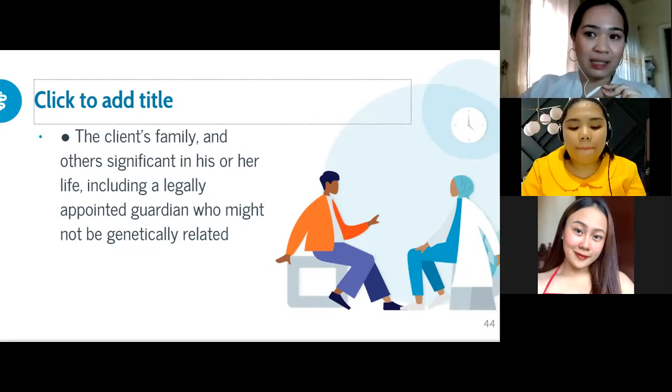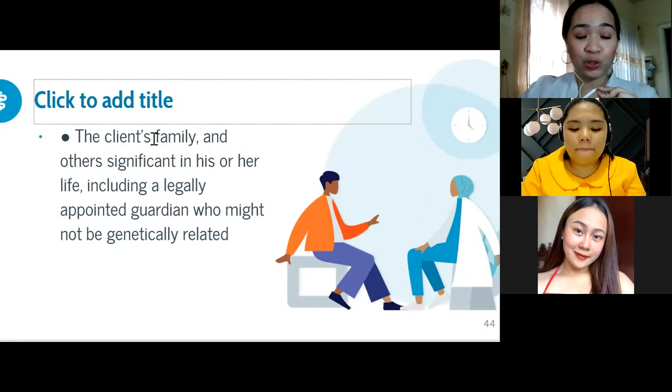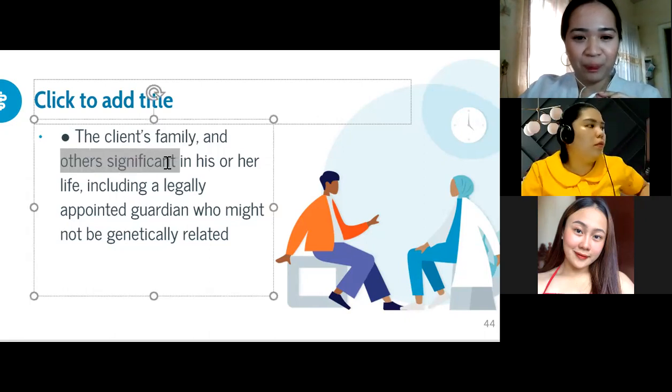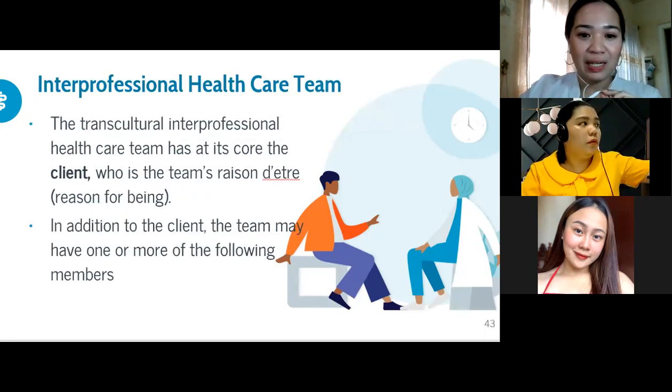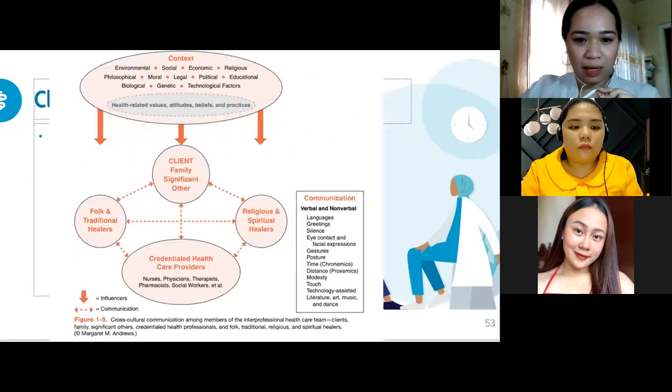Sila yung mas nakakaalam doon sa status ng client. Minsan kasi siguro yung client parang medyo groggy na or siguro gusto niyang magpahinga na lang, na ang tinatanong na lang natin palagi ay yung family members or significant member. That is why kasama sila sa healthcare team, sa interprofessional healthcare team. Ito yun, no? So, tingnan natin ulit yung framework. Babalik tayo dito sa diagram.